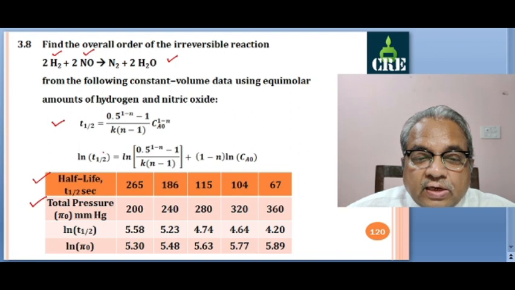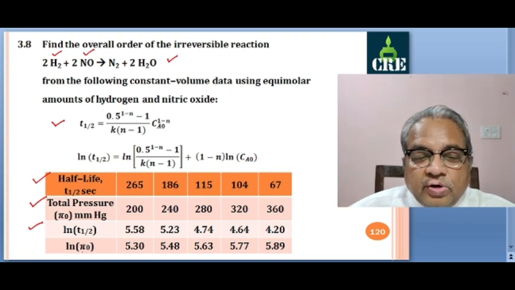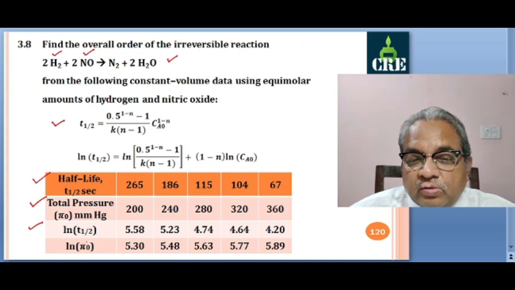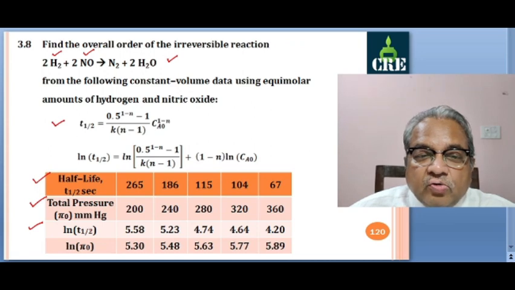So linearize this: ln of t_half is equal to ln of this complete constant term plus (1 minus n) into ln of C_A0. So we have to plot this. Y is ln of t_half, which is calculated here, against ln of C_A0. You can convert it into C_A0 or you can go ahead with the pi_0 value. Rate constant will have different units in terms of pressure than in terms of concentration. But we are interested in finding out the overall order, so we need not bother about that.